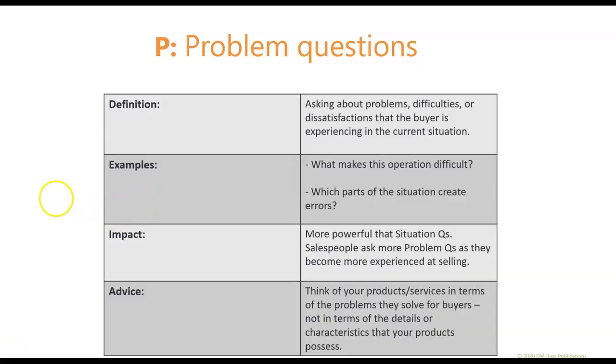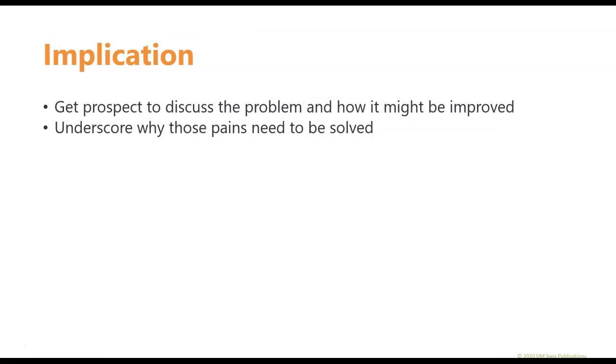So the next type of question, and this is the order they should go in, is implication. What is the impact of this problem? So it really does underscore why this problem needs to be solved. Because a lot of times customers might realize that they have an issue, but they haven't thoroughly thought through the impact of that issue. So a need or an issue can cause additional problems and have additional impact.